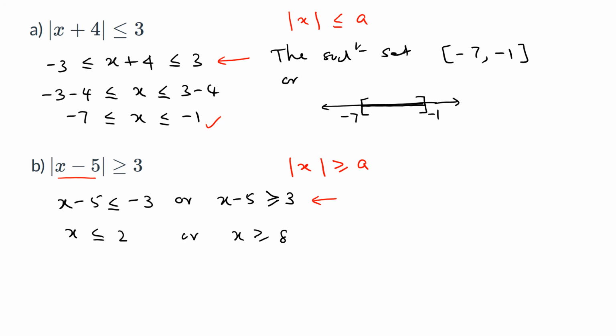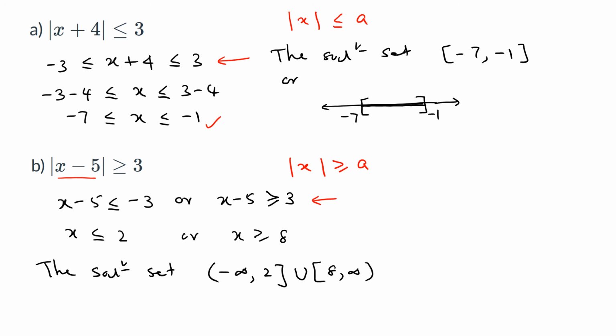So how do we write the solution set? You can see x less than or equal to 2 is going to be negative infinity, comma 2, including 2, and then with the union, because that's the only way you can combine them. You can see it's greater than or equal to 8, so 8 to infinity. So that's the interval notation.